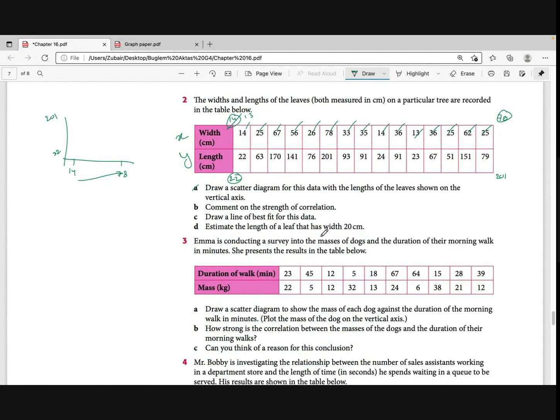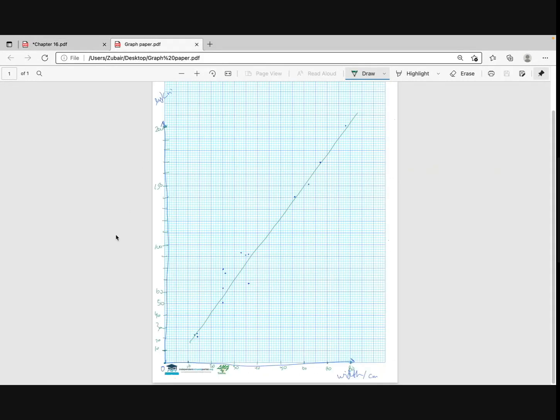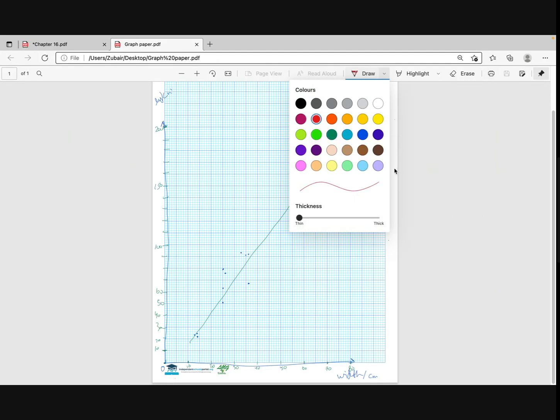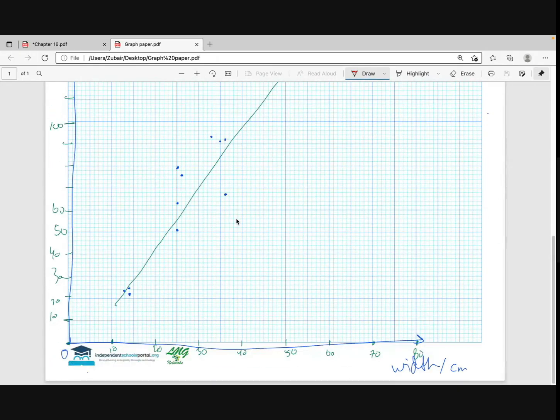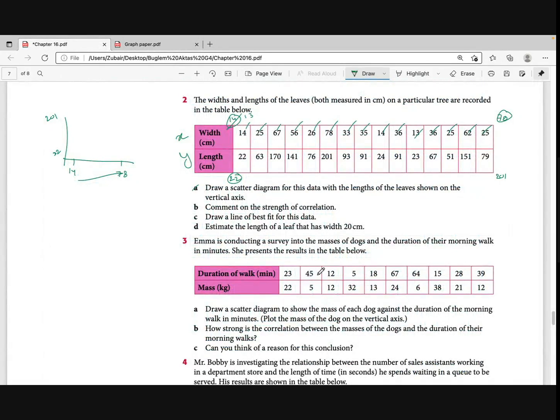Estimate the length of a leaf that has a width of 20. So 20. I get 42. If the width is 20, the length is 42 centimeters. Clear? Yes.